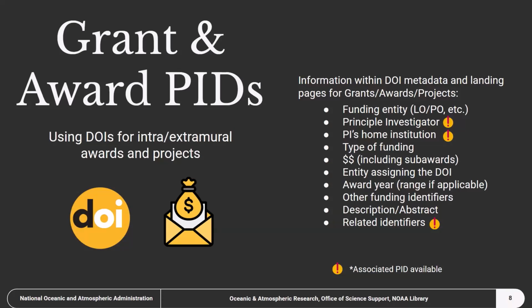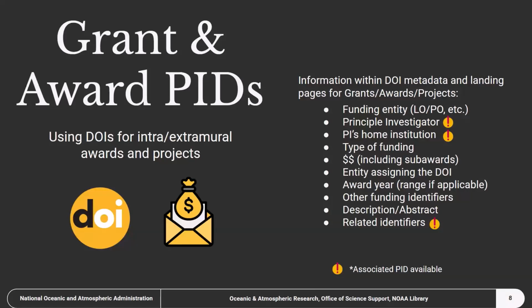The principal investigator, that's who we're giving said money to, the PI for that particular grant, and their home institution. So if CPO is giving money to someone at University of Colorado, we would have that investigator's name and University of Colorado in that metadata. And I want to highlight here, I've made a note with my little exclamation point that those are elements that have persistent identifiers that we would be linking within the metadata here, right?